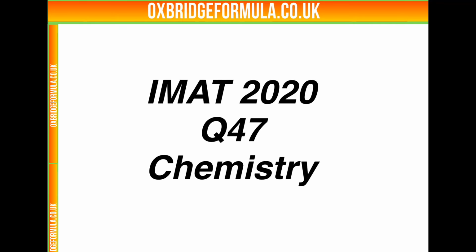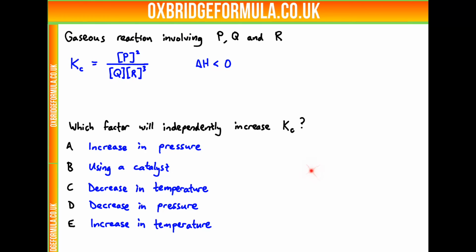This is question 47 on chemistry from the 2020 IMAT. So we're told that there is a gaseous reaction involving substances P, Q and R, and that this expression gives the equilibrium constant for this reaction. And delta H for this reaction is negative. And so we're asked which of these factors below will independently increase Kc. And there is only one answer.